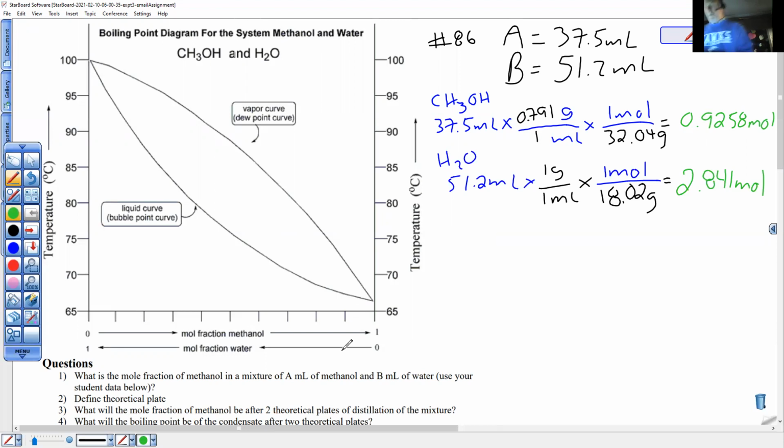Mole fraction, the symbol looks like an X, but it's called chi, spelled like the T, C-H-I. Now, the chi of methanol is the moles of methanol over the total moles. 0.9258 over 0.9258, which is the portion that's methanol, plus 2.841.